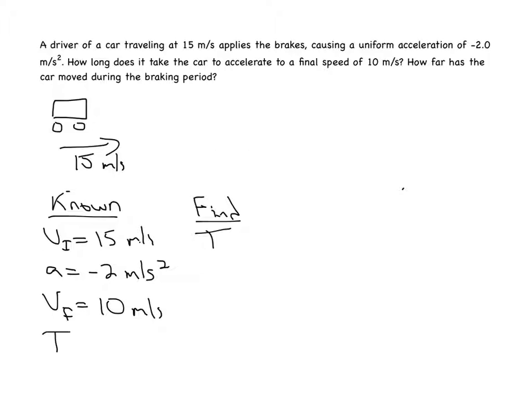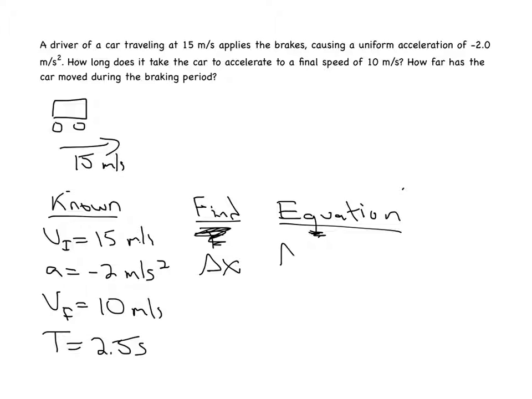So add T to our list of knowns. It is now 2.5 seconds to go to the 10 meter per second velocity. Now the second part says how far has the car moved during the braking period. So now, instead of T, we're trying to find delta x. So again, the equation we're going to look at is delta x is equal to 1/2 VI plus VF times T. So we can plug everything in here to solve for delta x.